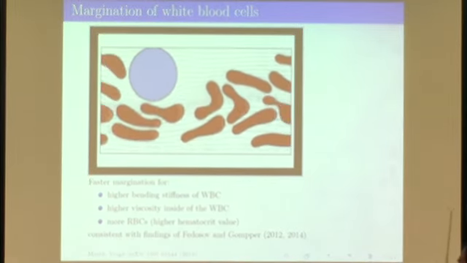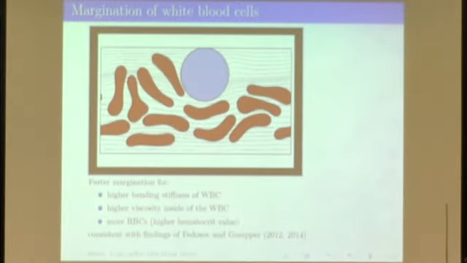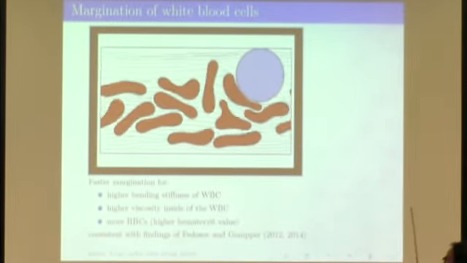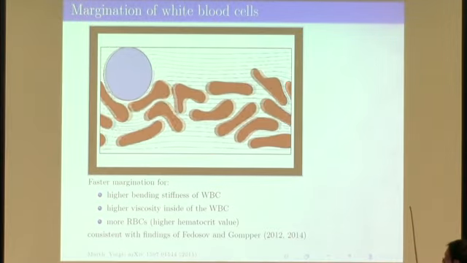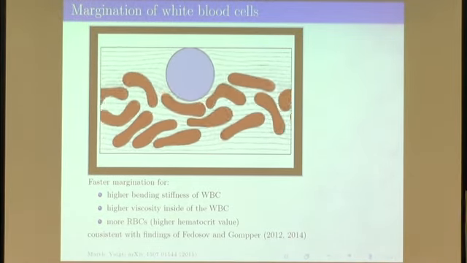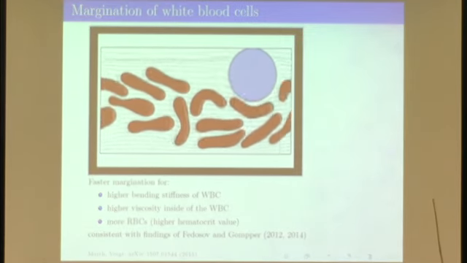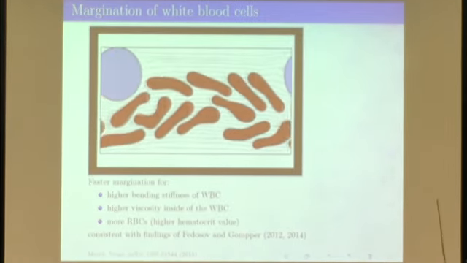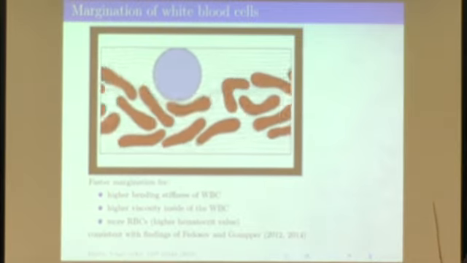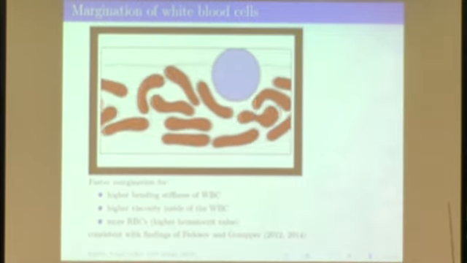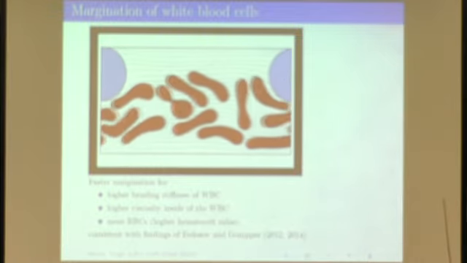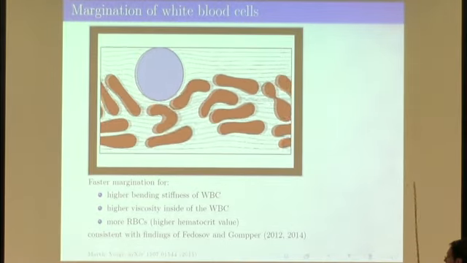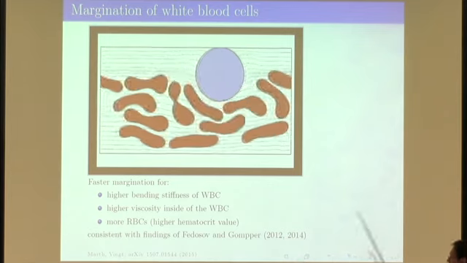Also, higher viscosity in the white blood cell leads to faster margination, or more red blood cells. Of course, if you have more of them, so a higher hematocrit value, then there are more of them pushing the white blood cell to the boundaries. Okay, this is consistent with the findings of the first simulations, which had been done by Gerhard Gompper a couple of years ago.